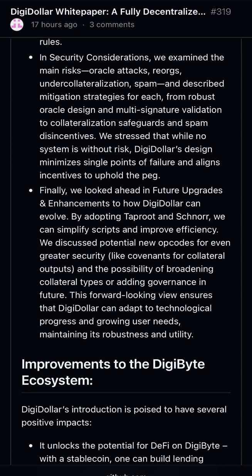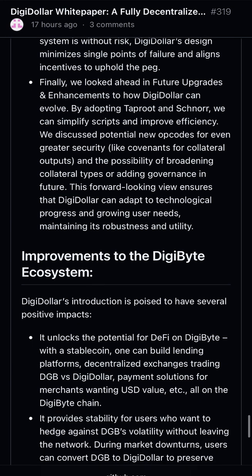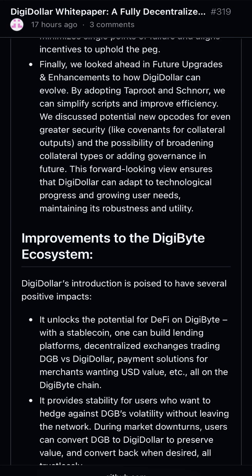We stressed that while no system is without risk, DigiDollar's design minimizes single points of failure and aligns incentives to uphold the peg. Finally, we looked ahead to future upgrades and enhancements, and how DigiDollar can evolve. By adopting Taproot and Schnorr, we can simplify scripts and improve efficiency. We discussed potential new opcodes for even greater security, like covenants for collateral outputs, and the possibility of broadening collateral types or adding governance in future. This forward-looking view ensures that DigiDollar can adapt to technological progress and growing user needs, maintaining its robustness and utility.